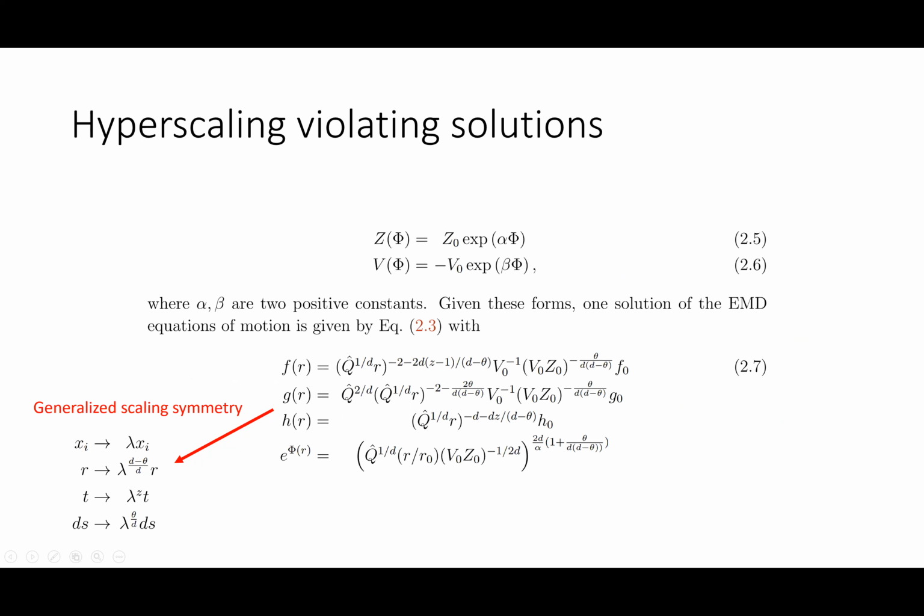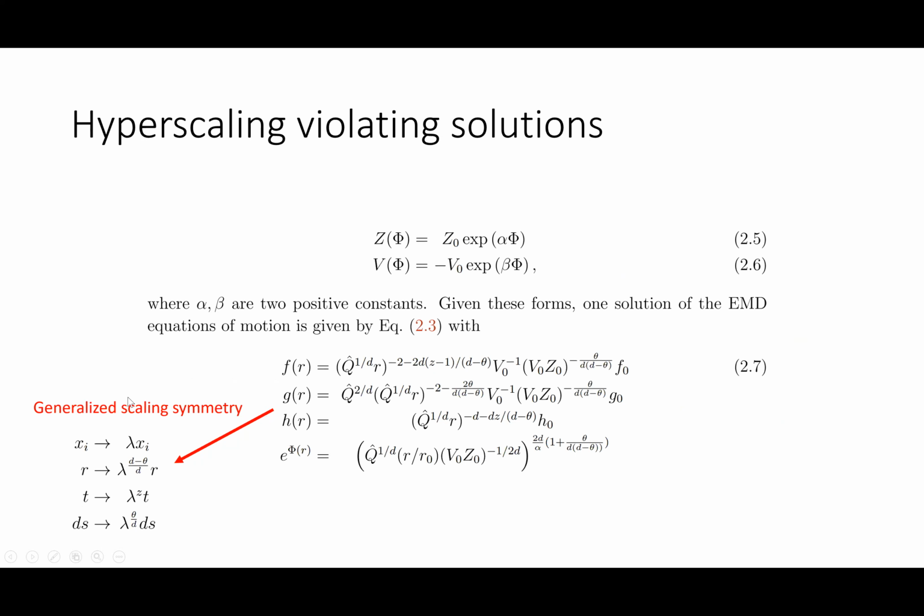What's interesting about the solution is that it has a generalized scaling symmetry, where I take lengths to some factor lambda times length. I take the radial coordinate to some factor which depends on a new number called little theta, which is the hyperscaling violation exponent. Little d is the dimension of the boundary CFT space, not spacetime, but space. And then also the time scales differently than space in principle. I have a factor of lambda to a new number, little z, which is called the dynamical exponent. And then the metric also scales in some way.